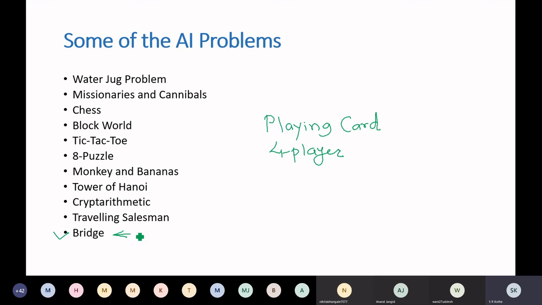Such a very good program we could build, and this bridge program requires dealing with a highly uncertain environment, because the computer has to make out what cards the other players are holding. So a lot of intelligence is required. How you are going to play this game on a computer, that is the question. Right now we are interested only in understanding the problem definition.